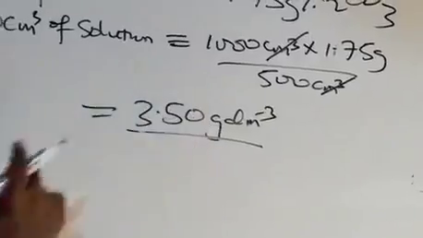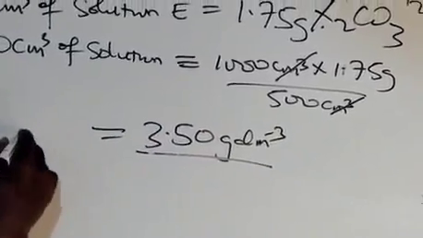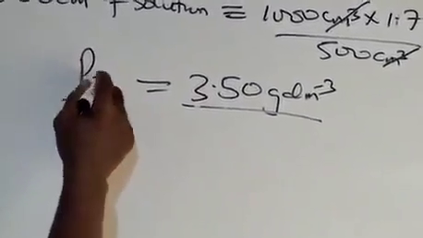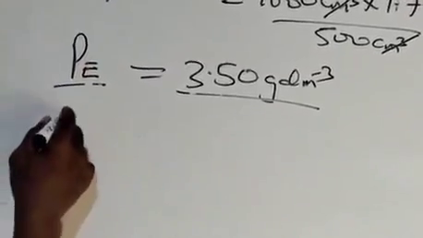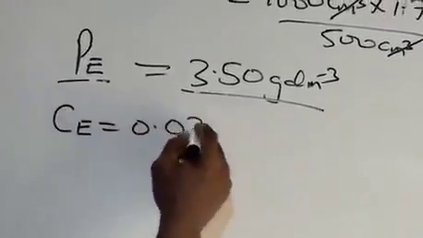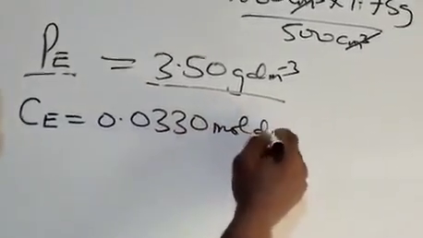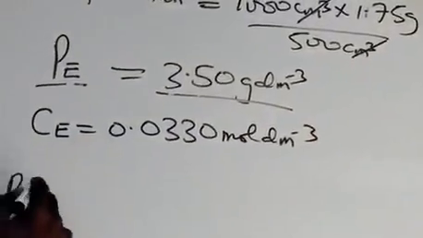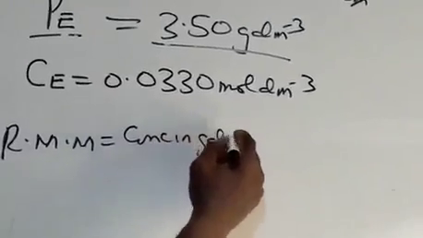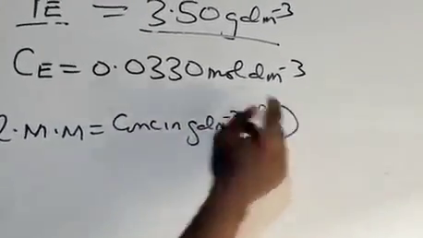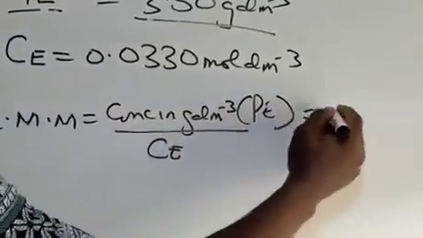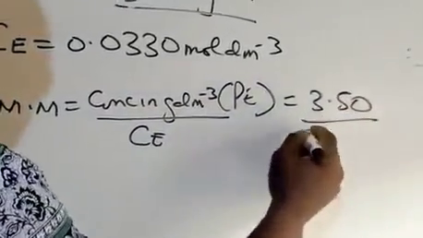So to 3SF. And remember, this is our rho, that is concentration in gram per dm³, not rho D this time around, but rho E because that's the base E. And remember, we got our CE from question number 2. The previous question we got our CE as 0.0333 mole per dm³. And you know in chemistry that relative molecular mass or molar mass is given by concentration in gram per dm³, which is our rho E here, all over the concentration in mole per dm³, which is our CE. We'll now substitute 3.50 all over 0.0333.